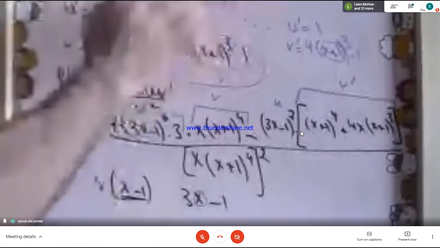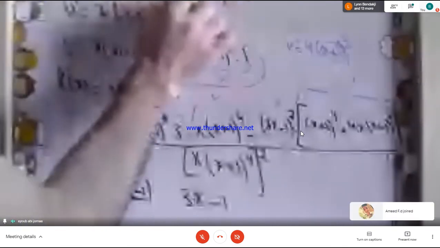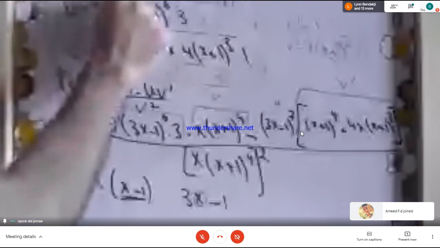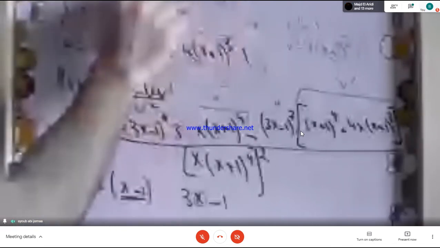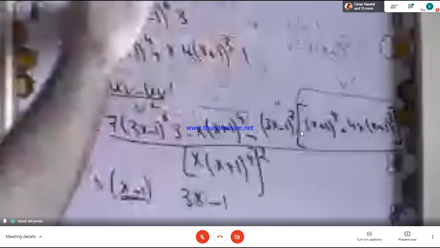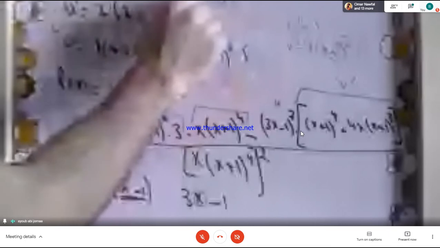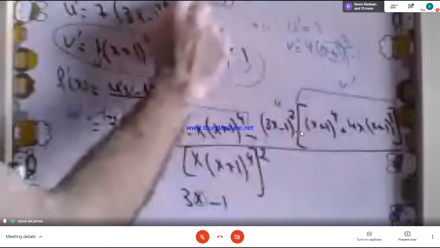For this x times x plus 1 power 4, the x is u and the x plus 1 power 4 is v. The derivative of x, that is u prime, is 1, and the derivative of x plus 1 to the power 4 is 4 times x plus 1 to the power 3 times the derivative of the inside, so times 1.